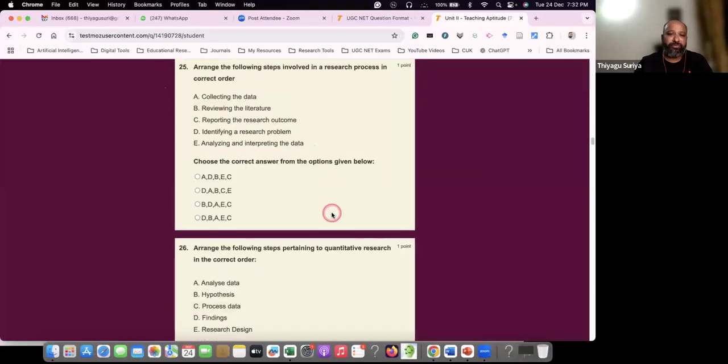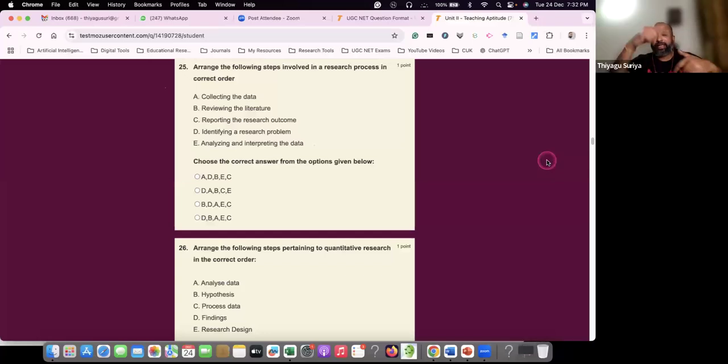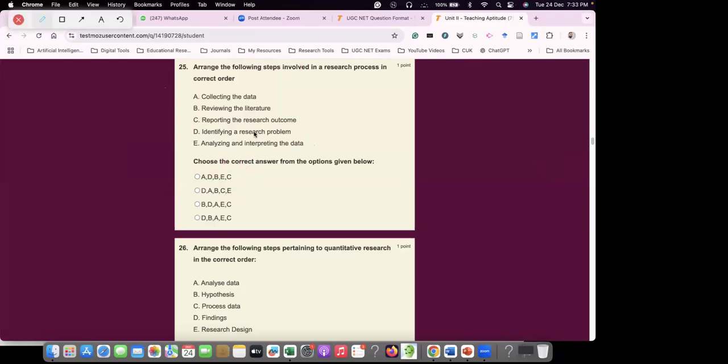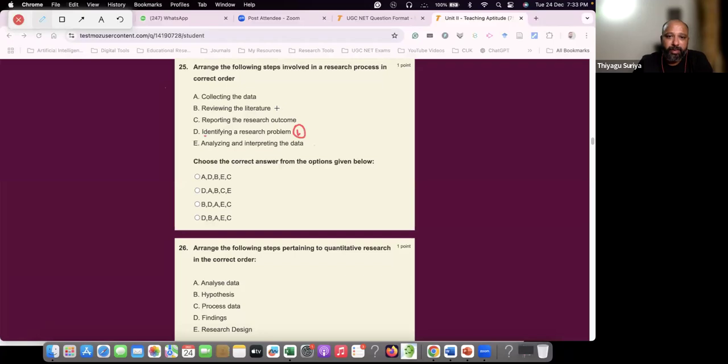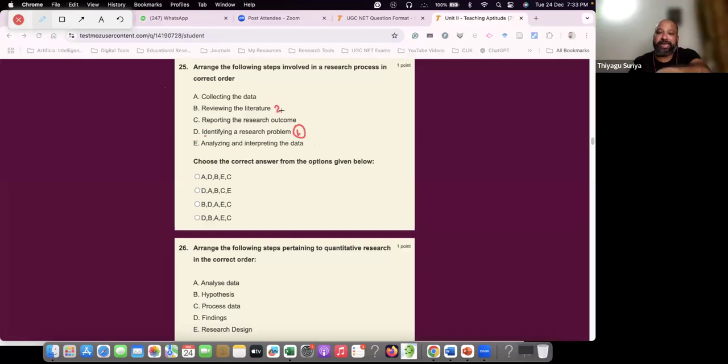Steps of research. Give the answer for this. Arrange the following steps involved in the research process in the correct order. This is a sequential order question. Which may be the first step? Step number one is identifying the research problem. What is the second step? Review of literature. According to this, the second step is the review of literature.